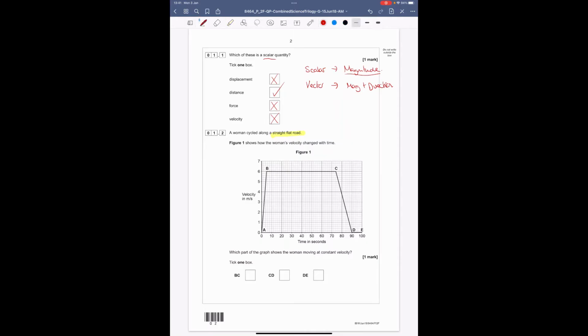Well, you've got velocity on your y-axis, you've got time on the bottom. If the velocity is going up, that means her speed would be increasing. If it's going down, that means her velocity is decreasing. So a constant velocity is when the line is flat, which is between B and C.